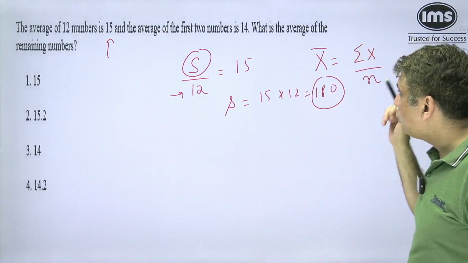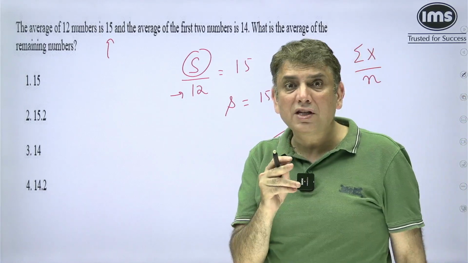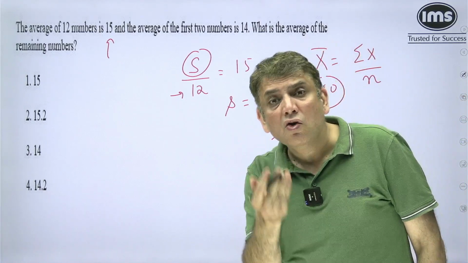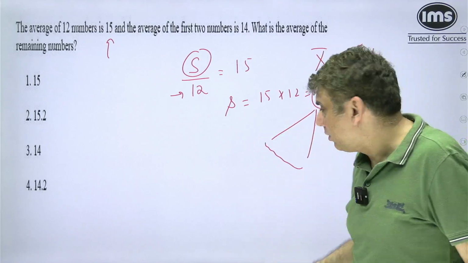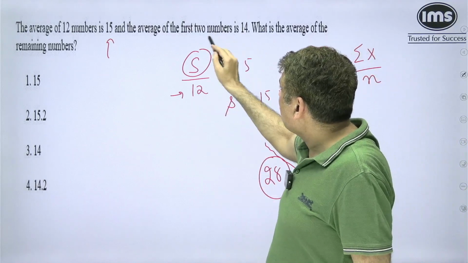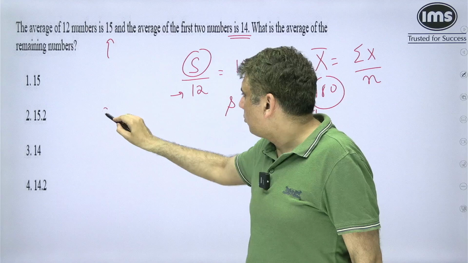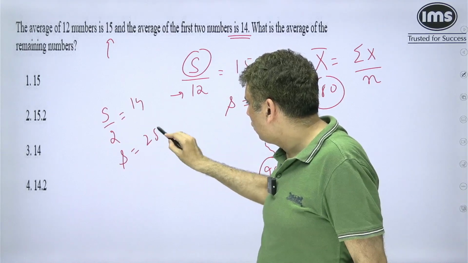The average of the first two numbers is 14. That means their sum will be 14 into 2, 28. We don't know individual numbers. We don't need them. The sum of the first two numbers is 28 because the average of the first two numbers is 14.